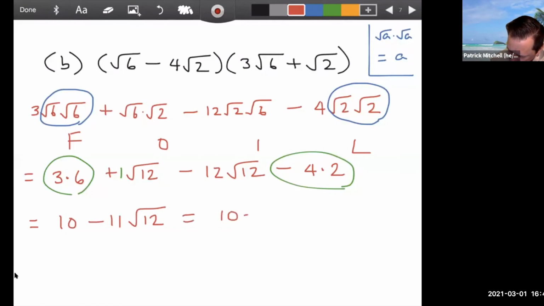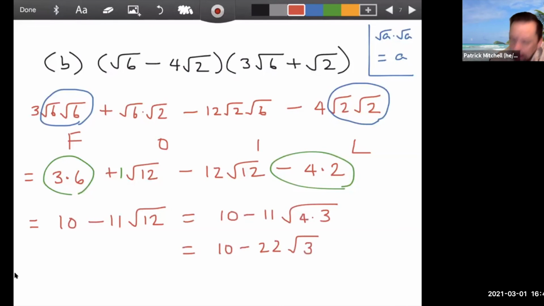We can simplify that because 12 is 4 times 3. Bring out the 4, it becomes a 2. 11 times 2 is 22. And that is as far as you can go with that. 10 minus 22 times the square root of 3.